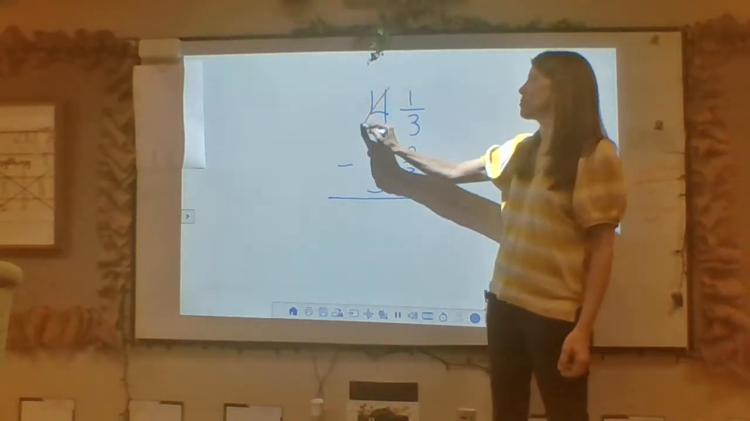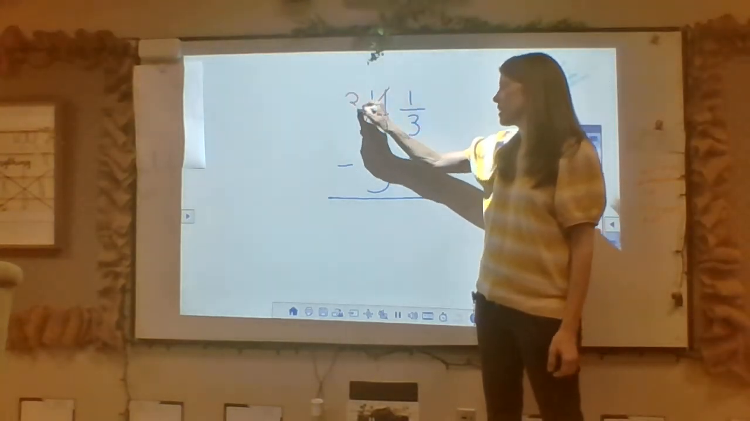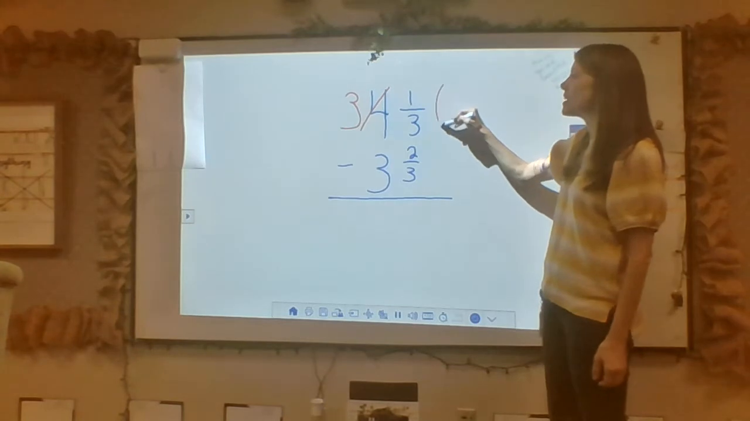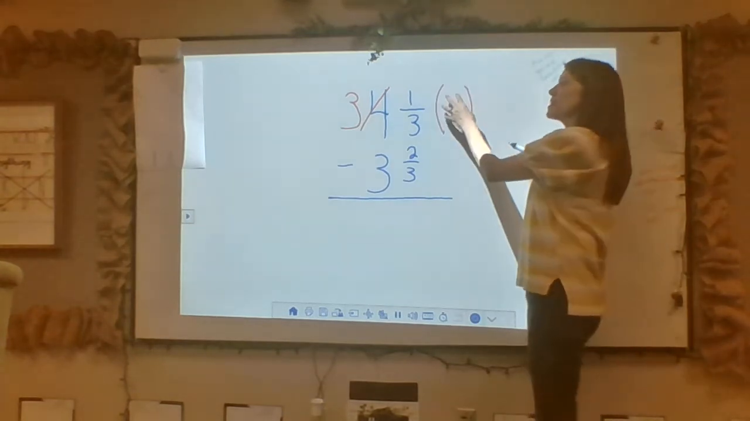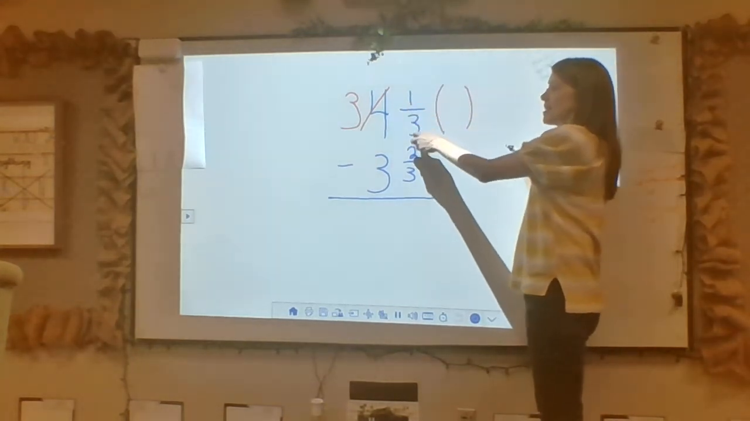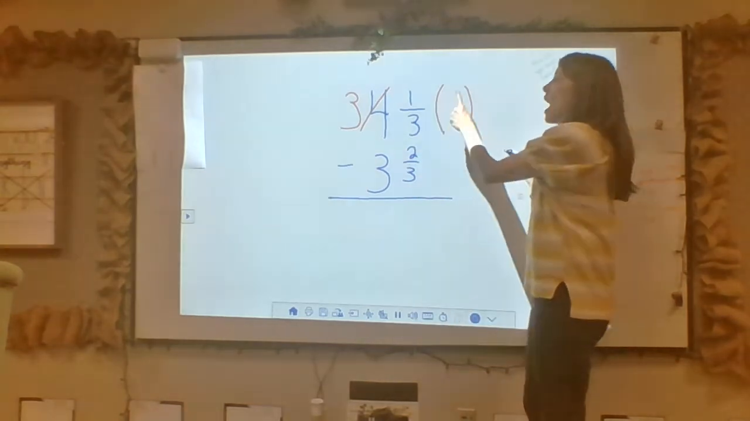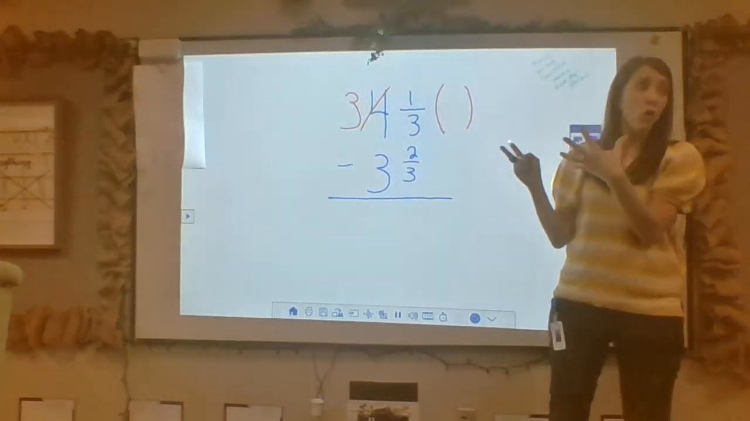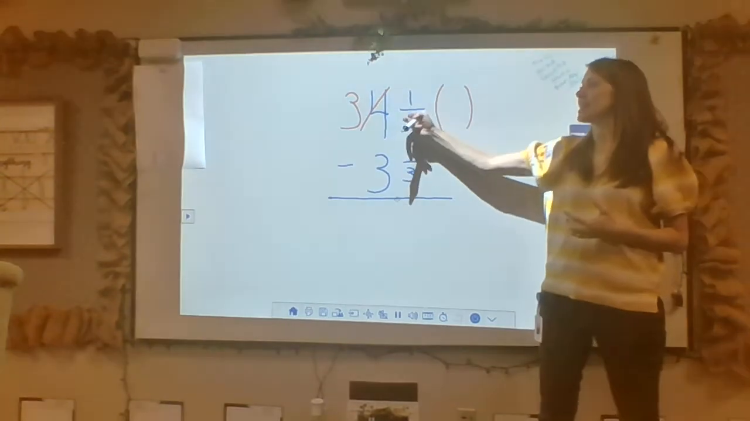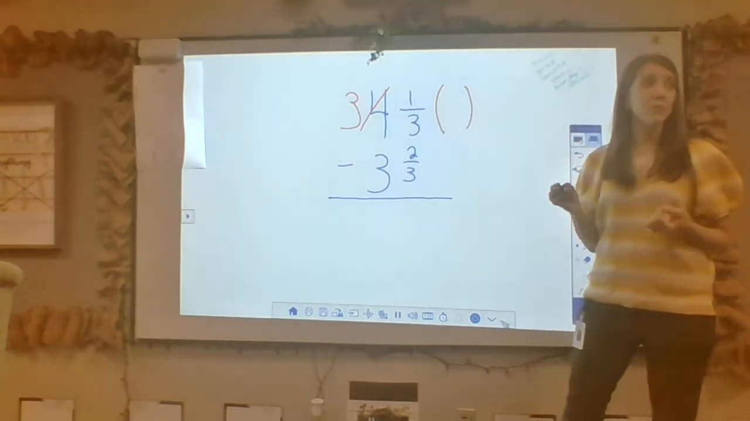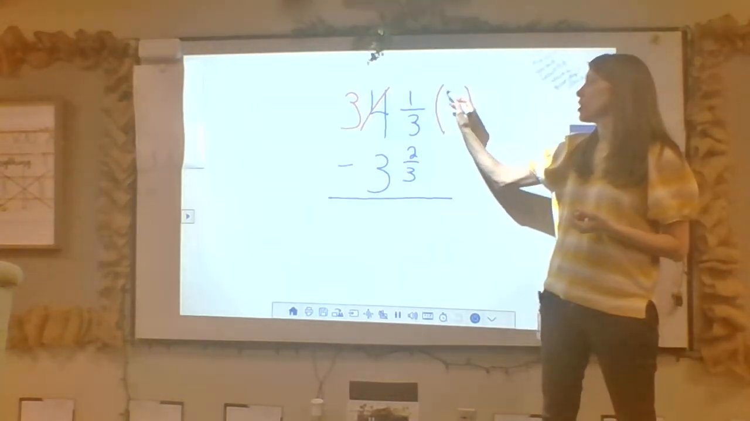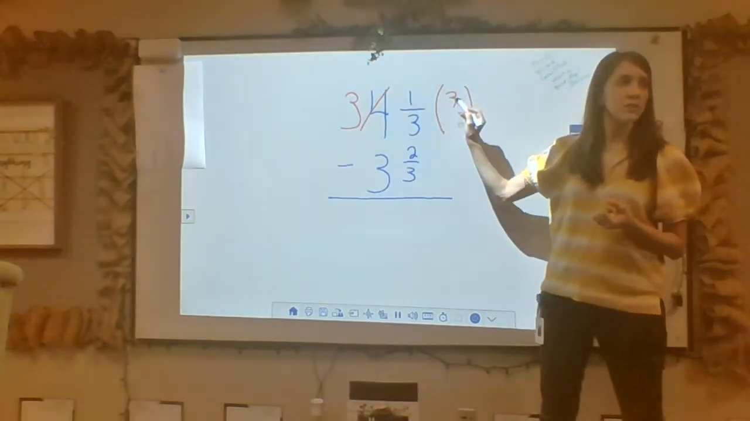So you take 1 away from here. This becomes 3. And what are you going to add? I like to put it in a little parentheses because now you need to add it to this to get enough thirds. What do we add? If we're going to add a whole, we took the whole away and we're going to add it to here. So Jackson, what do we have? You add 3 wholes?